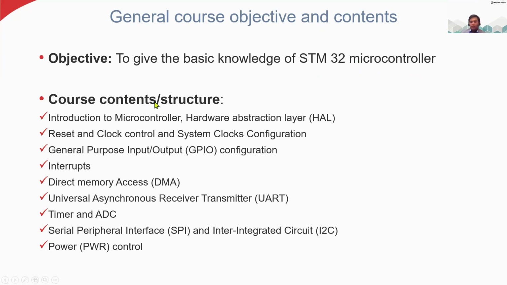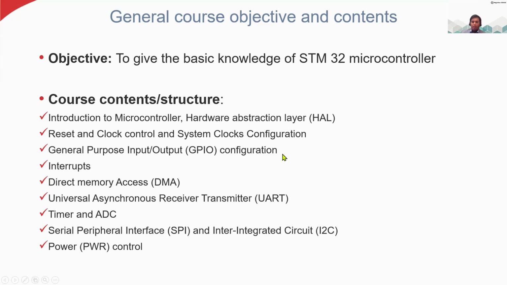So the course contents or the curriculum is like this. First, I will give the introduction to microcontroller. And of course, we will use the hardware abstraction layer, or simply we can call this HAL library. So we will use the HAL library, or hardware abstraction layer programming, in this microcontroller. And you will learn about reset and clock control, system clock configurations, and the RTC, real-time clock. And also we will see about GPIO, that is the general purpose input output configuration.